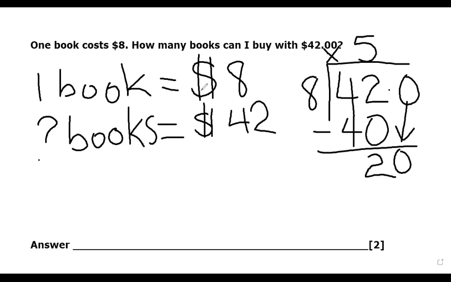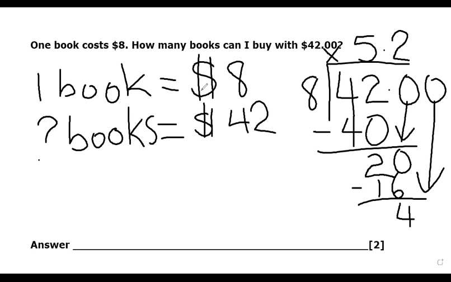8 goes into 20. 2 times. 2 times 8 is 16. Subtract again. Left with 4. Let's add another 0 behind the decimal. Bring that down. 8 goes into 40. 5 times. And then we multiply again. 5 times 8 gives us 40.